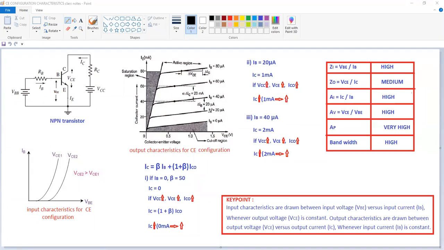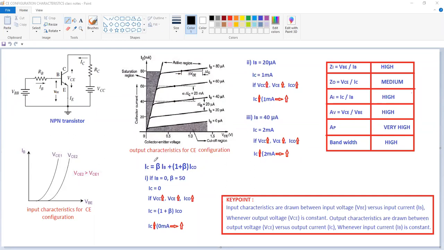Similarly, when you take IB equal to 20 microamps, then what will happen to this equation? Without this reverse saturation current, IC is equal to beta into IB. That means IC is equal to beta, already we are assuming it as 50, and IB we are assuming as 20. Now 50 into 20 is 1000 microamps, which means 1 milliamp. That means without this reverse saturation current, IC will become 1 milliamp.